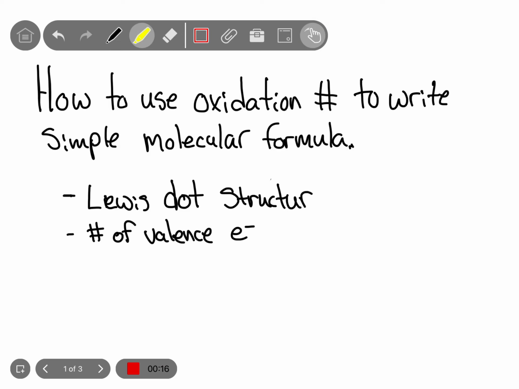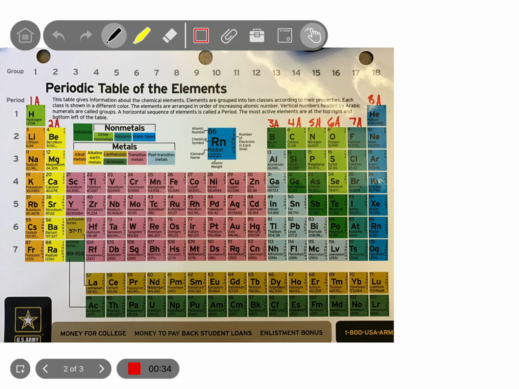Today, we're going to be learning how we can use an oxidation number to write a simple molecular formula. In order to do this, we need to know the Lewis dot structure and the number of valence electrons an atom has. When we jump over to our periodic table, we know a couple of things.